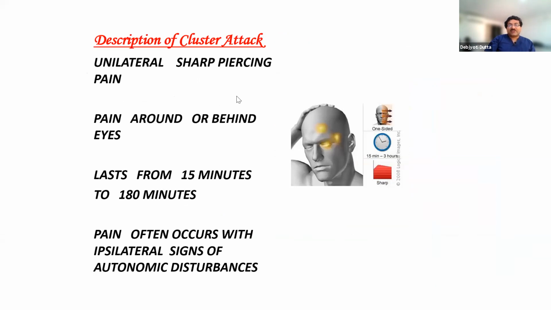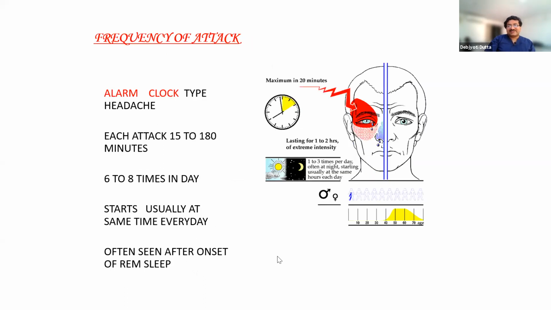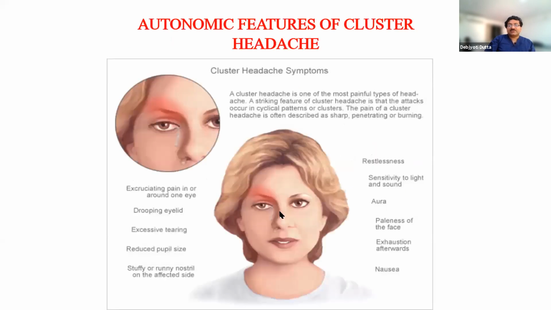The characteristic of the headache is unilateral sharp piercing pain around or behind the eyes, lasting from 15 minutes to 180 minutes. Pain is often with ipsilateral signs of autonomic disturbance. Each attack lasts 15 to 180 minutes, and 6 to 8 attacks might come in a day. It starts usually at the same time every day. This is an important characteristic, often seen after onset of REM sleep.